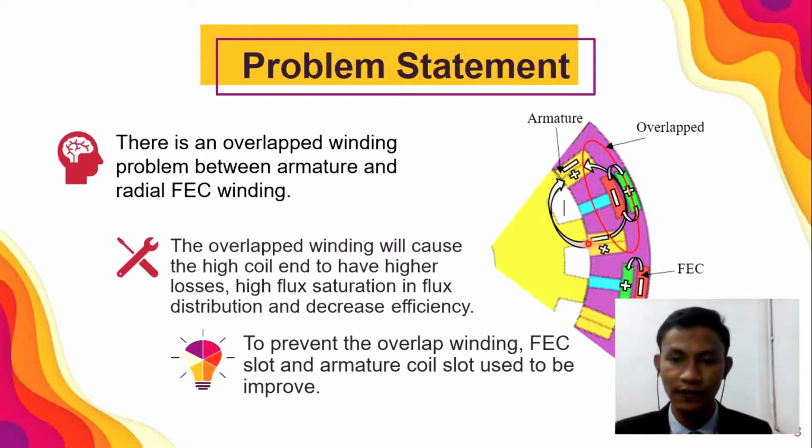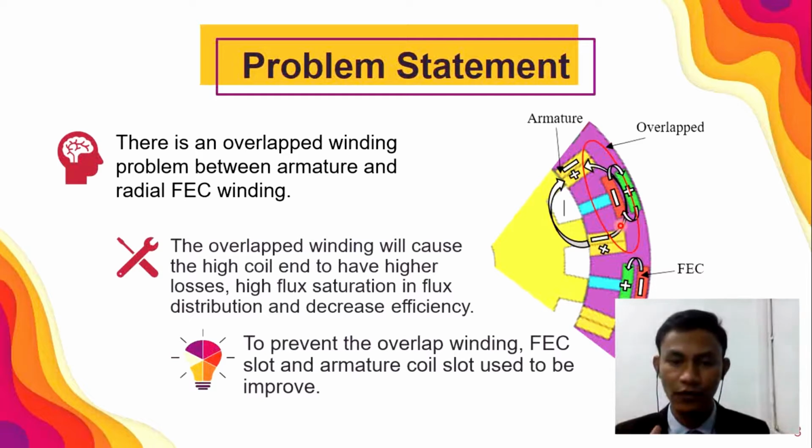We know that the flux line will go from negative to positive. We can see this arrow for the flux line of the armature, and this flux line for the FEC. The problem here is that overlap happens when the armature negative polarity attracts with the FEC in radial condition positive polarity here. So this is what we call overlap winding.